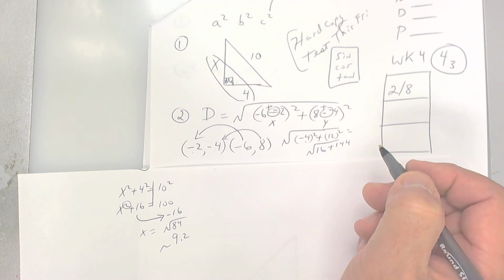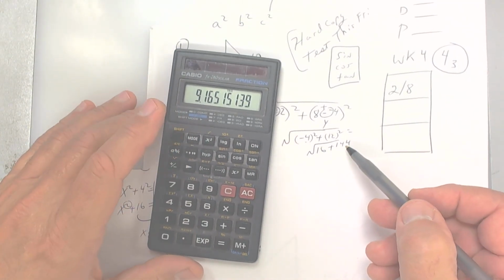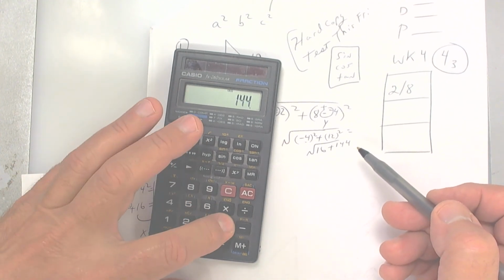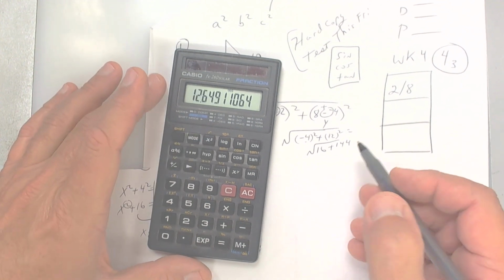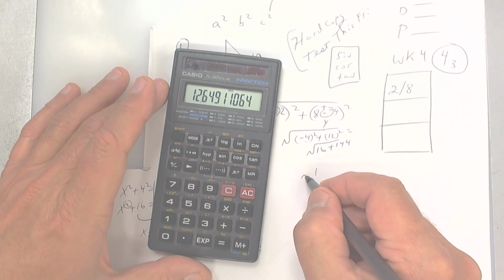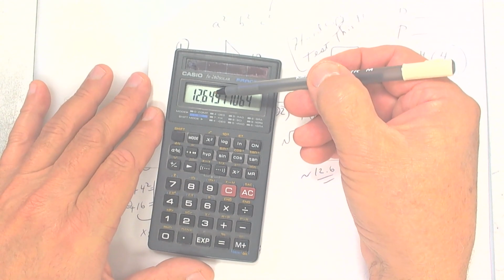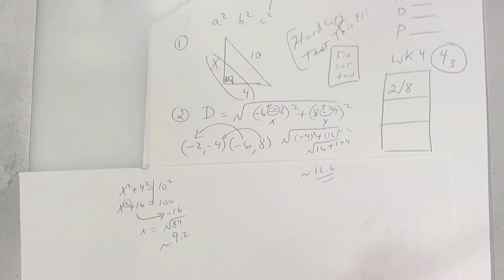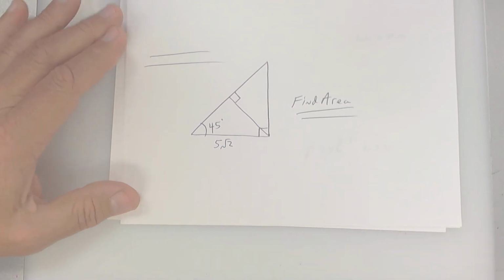Let's see what that is. So on my calculator, I guess I can do this in my head. 144 plus 16 equals 160, shift, square root. I get 12.6. Okay, if this number here was a 5, then I would make it 12.7. Okay, let's move on. Draw that triangle.